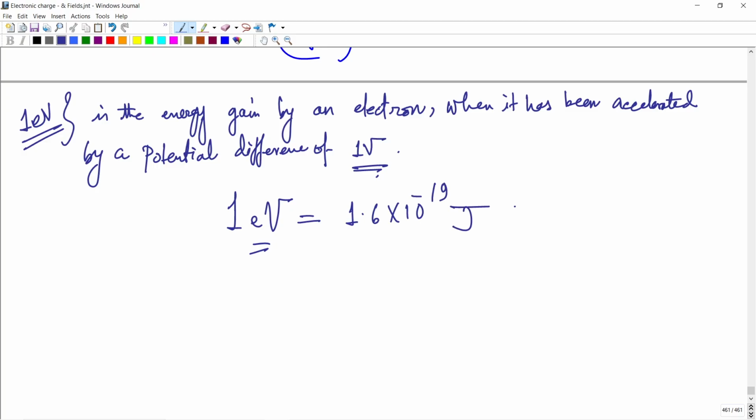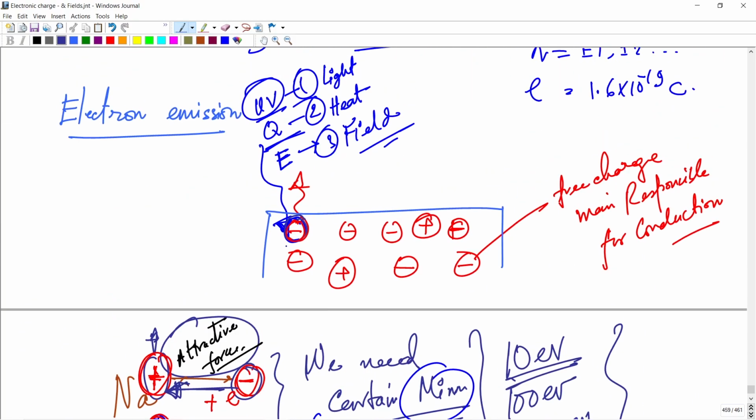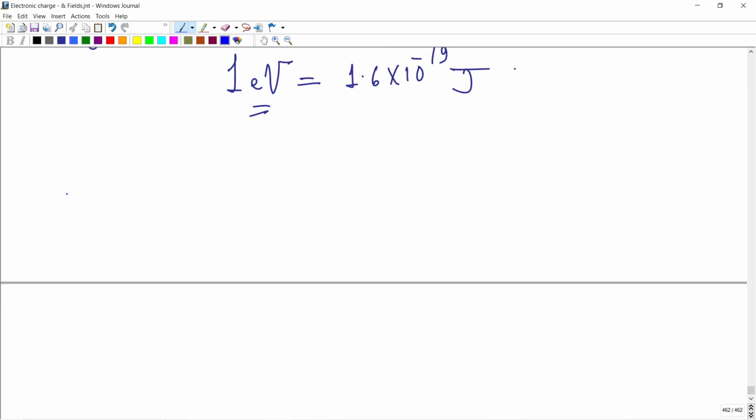There is a minimum energy required for an electron to be emitted from the metal surface, and it can be supplied by 3 physical processes. Mainly this energy is supplied to the electron by these 3 physical processes, which are called light, heat and field. Suppose we discuss heat first, which is called thermionic emission.